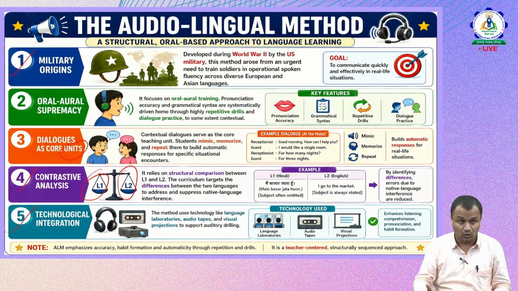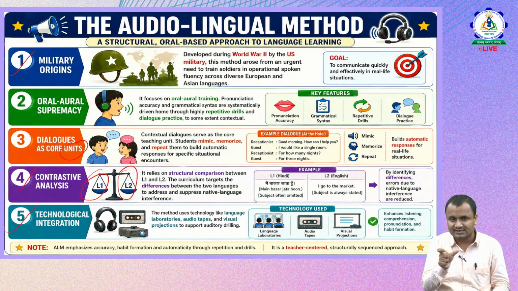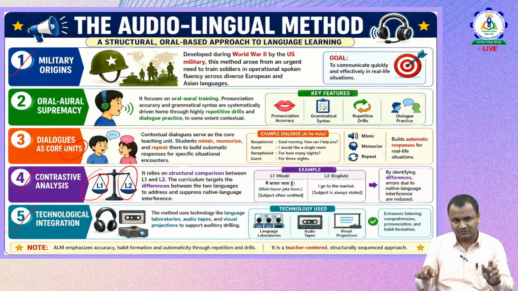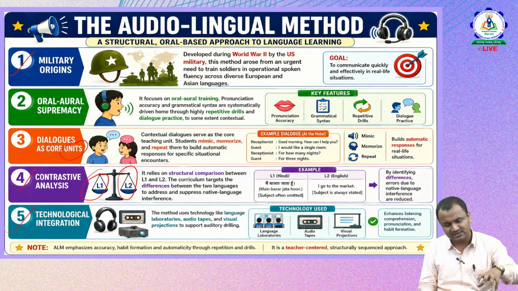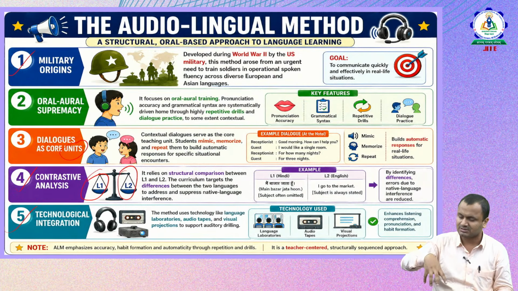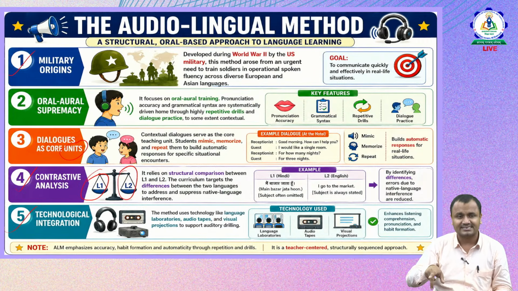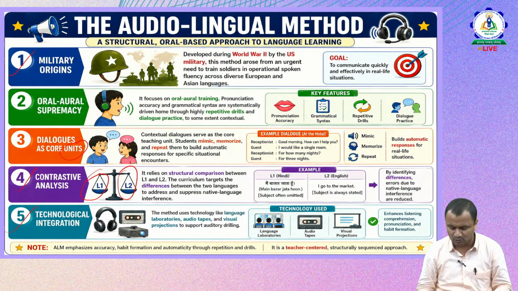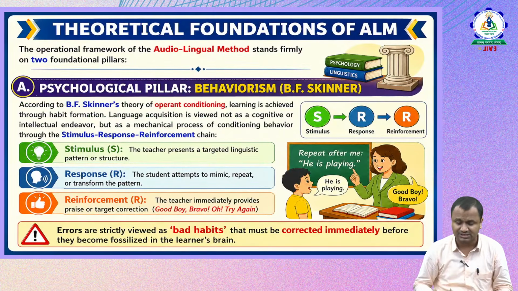Military origin, oral supremacy, which means either you speak or you listen, and then dialogue works as the core unit. We imitate the dialogue, we practice the dialogue, we repeat the dialogue, we memorize the dialogues, and then we are given the set of contrastive elements. In your language, the placement of subject verb object is like that. In this language, the placement of subject verb object is different. So we need to find out that contrastive analysis, and then technological integration is one of the important parts of the audiolingual method, without which it cannot sustain.